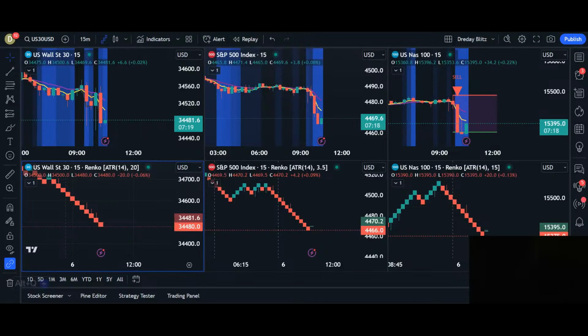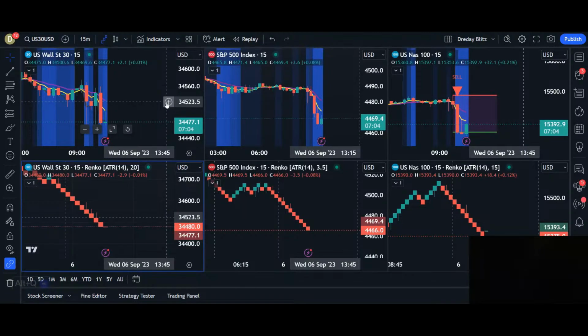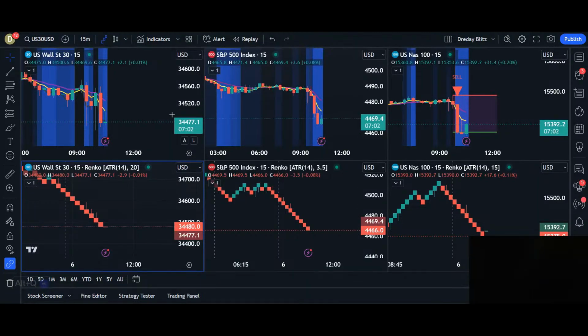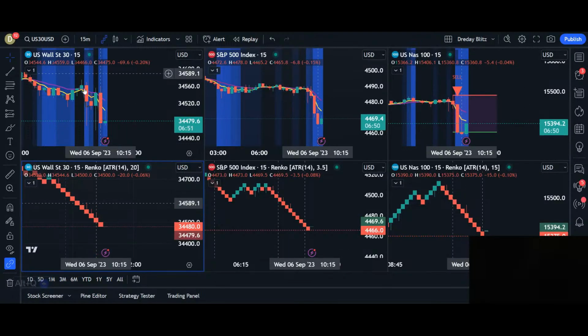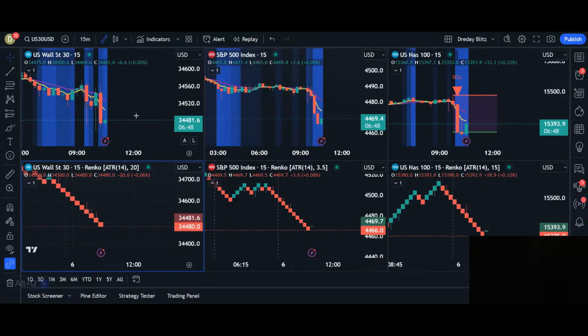Perfect. So yeah, we're still looking good overall for the trade. We still have 8 minutes left on that candle, and then there will be the final candle here for this session. So we're still looking bearish in all three indices. It never reversed, starting at 9:30. So still in green.